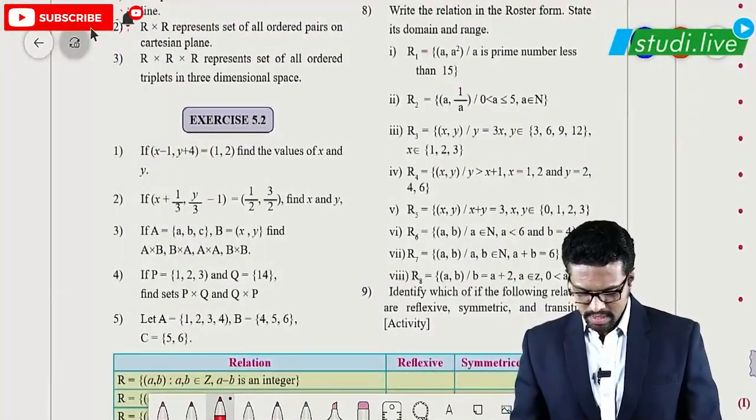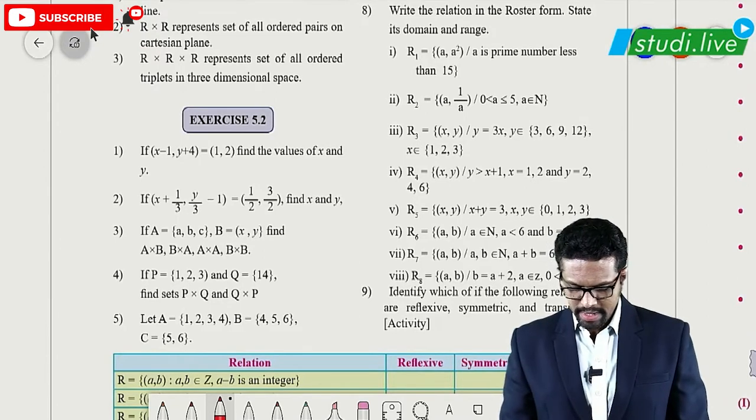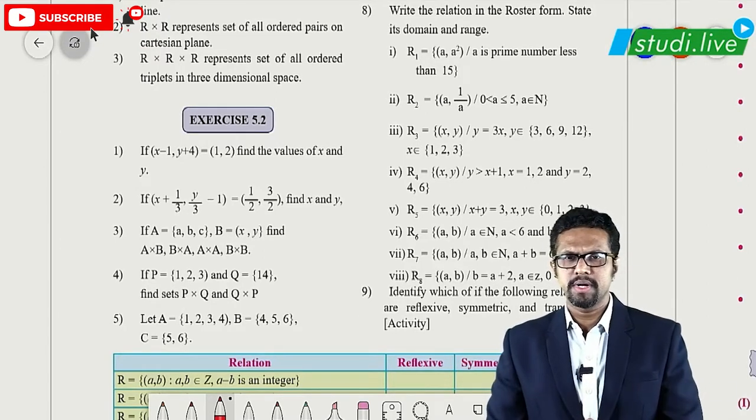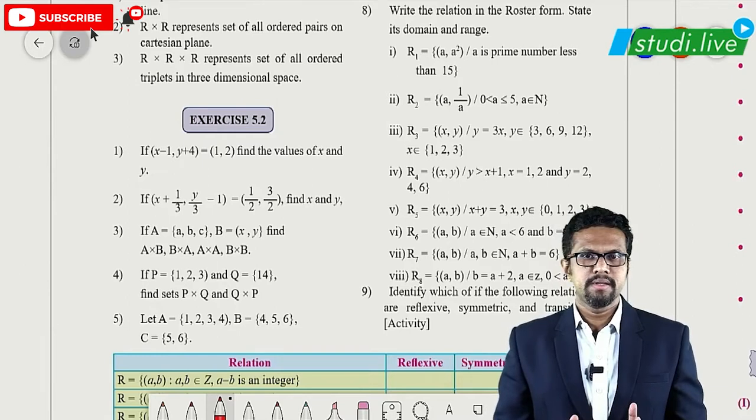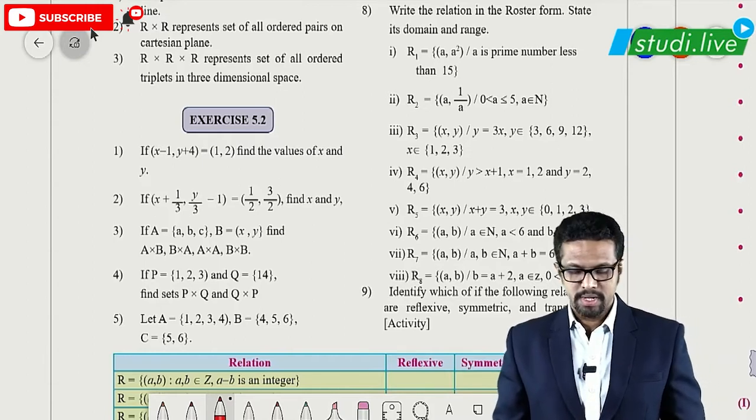If you see this exercise, the first question itself, many of the questions, at least up to question number 8, all the questions are very easy. The chapter itself is so easy that it contains only a few formulas of cardinality. That's it. Relation is very easy. You just have to compare.